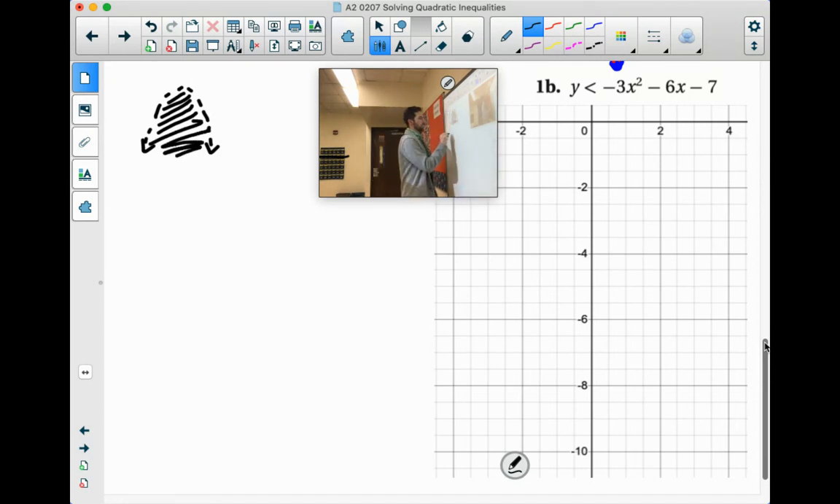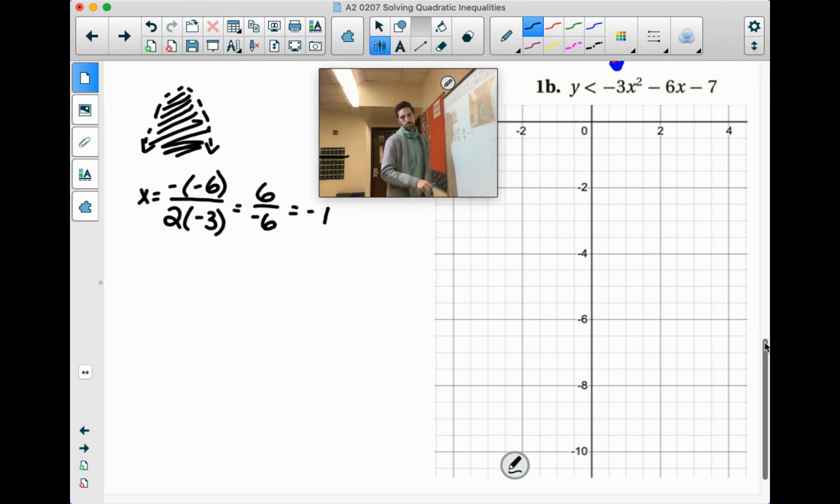So we start with our axis of symmetry, opposite of B over 2A. So +6 over -6 equals -1. This is our axis of symmetry.